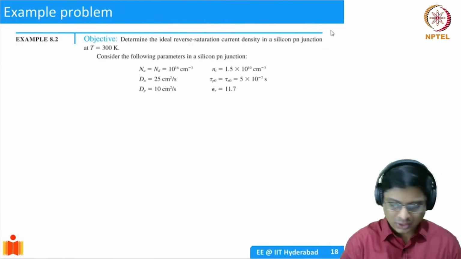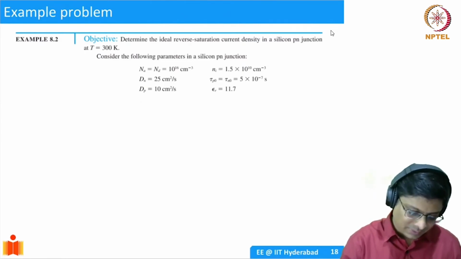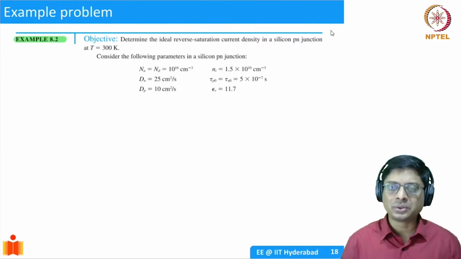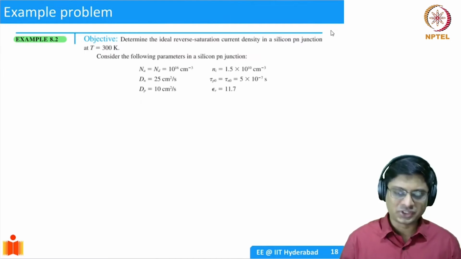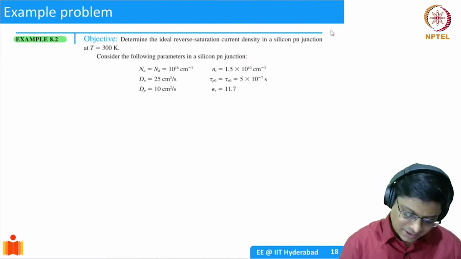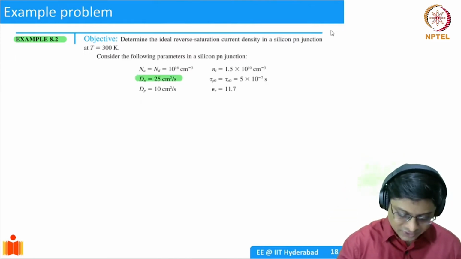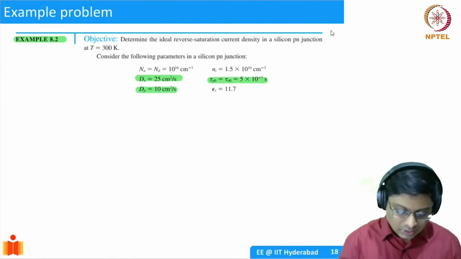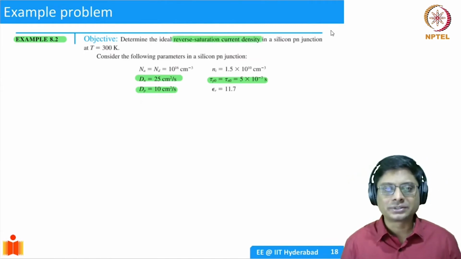Let's try to solve a small problem. I'm not going to fully solve it. This is example 8.2 from the textbook. The solution is given, so I would like you to go back and do it by yourself, but let's walk through the procedure right now. We are given a semiconductor with Na and Nd equal to 10 power 16. Ni is given, the diffusion coefficients are given, and the lifetimes, the taus, are given. You are asked to calculate the reverse saturation current density. How much is it?